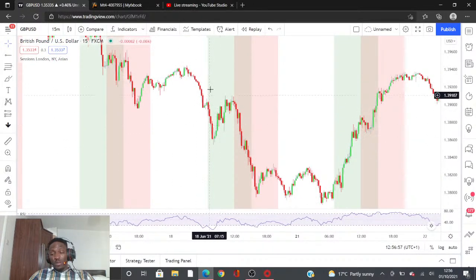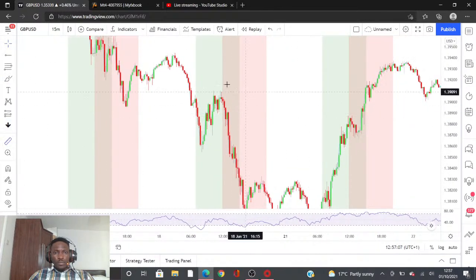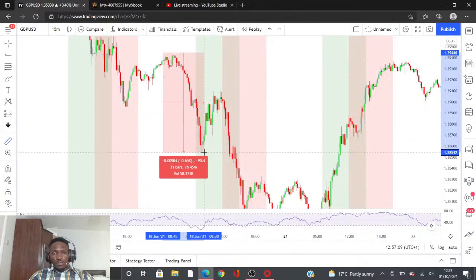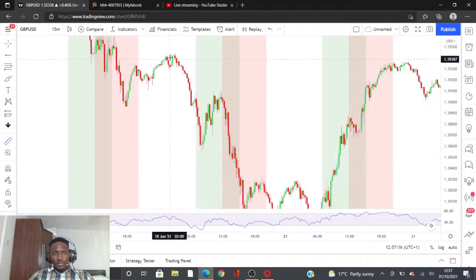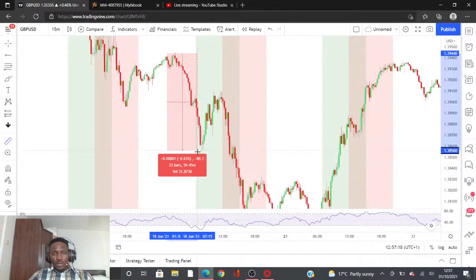It would have been a lot better if I was on a 5-minute chart, but the 5-minute chart is not going to let me go back that far. But again, look at this trade. The pip range at 8 o'clock in the morning, this is 1 hour after London open. The market was down 90 pips.